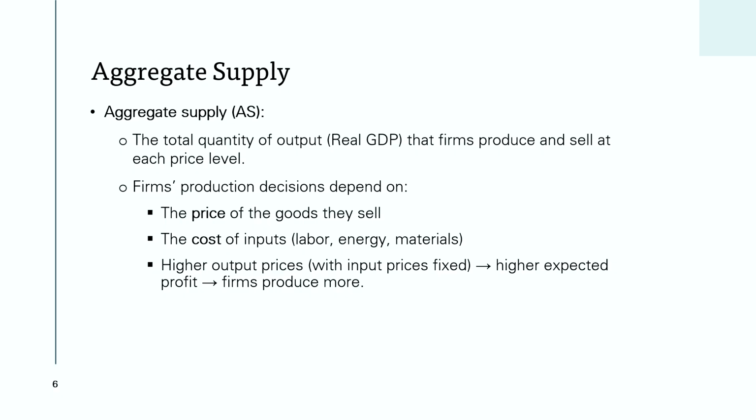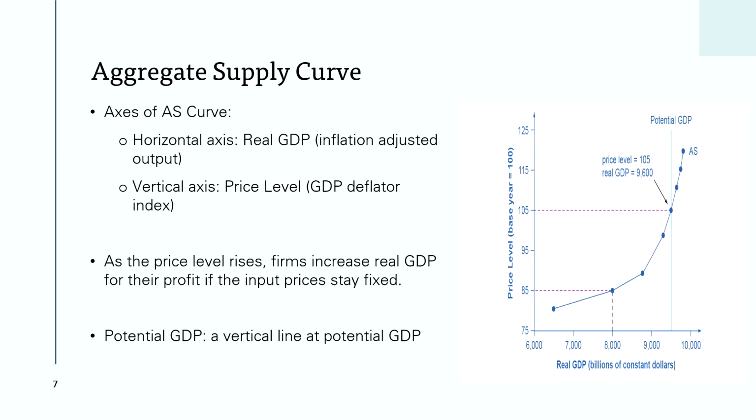Aggregate supply is the total quantity of output firms will produce at each price level. Firms' production decisions depend on the price of their output and the cost of labor, materials, and energy. If output prices rise while input prices remain fixed, firms expect higher profit and then they produce more. This creates the upward slope of the aggregate supply curve.